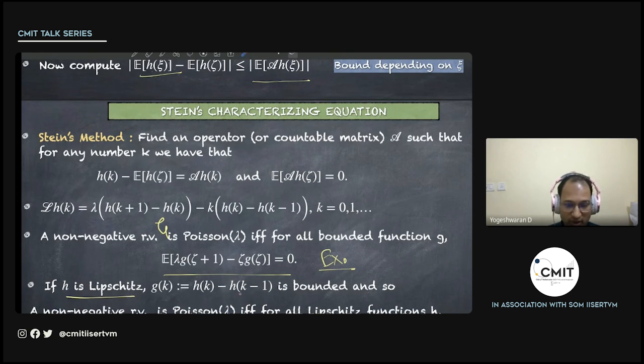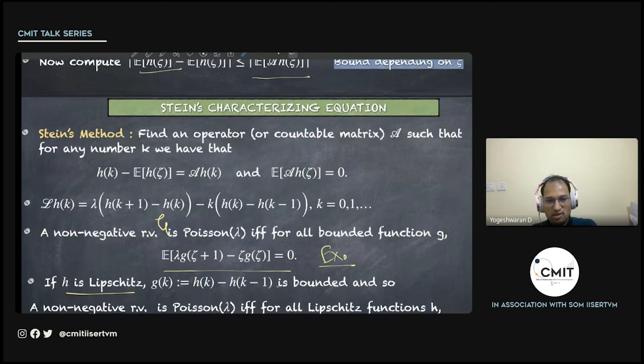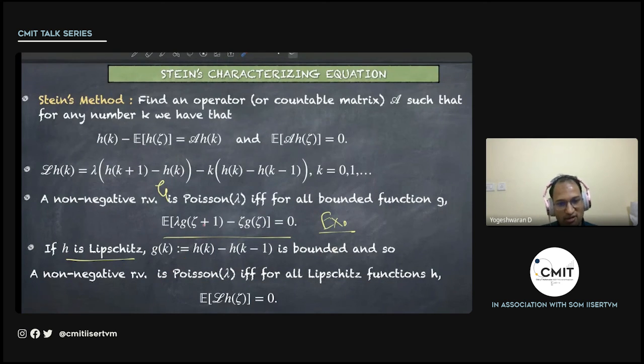So G of K is bounded. G of K is H of K minus H of K minus 1. I define this, G of K is bounded, and then put this G of K here. What do you get? Expectation of L H of zeta is 0. So this operator characterizes the Poisson random variable. L characterizes the Poisson random variable. This is the cool thing.